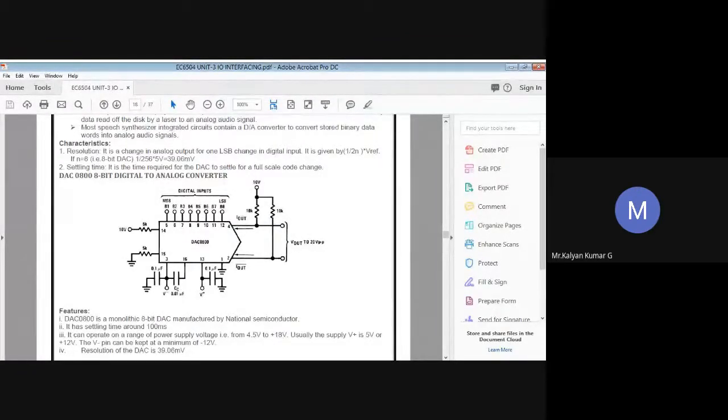With this, I'll stop discussing A to D and D to A converters. We still have a few more interfacing devices, applications, and case studies to discuss, most probably in your next session, tomorrow's session, not today. Okay, just a minute.